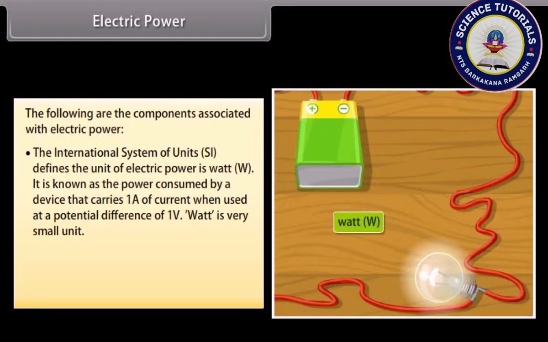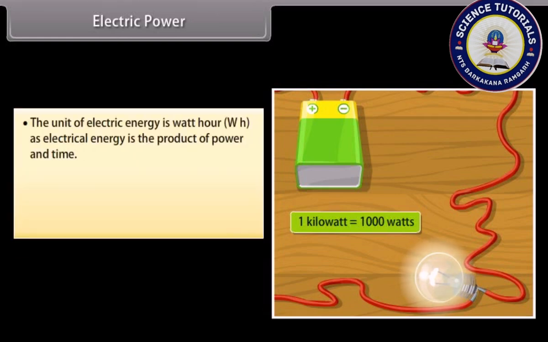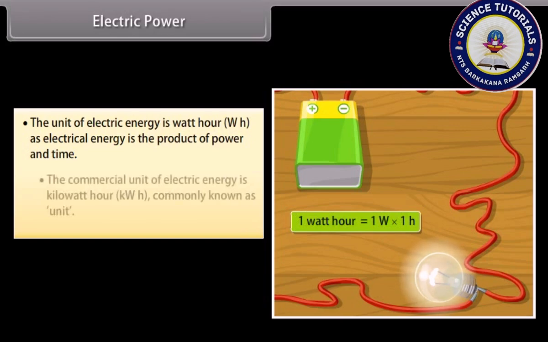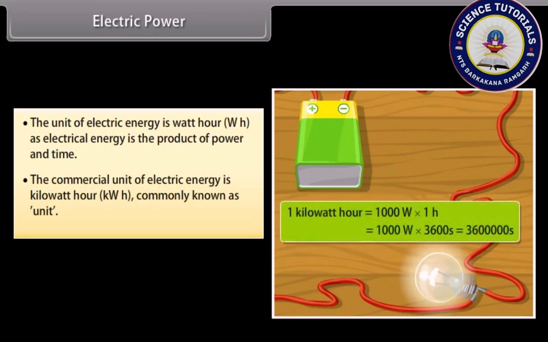Watt is a very small unit. In actual practice, a much larger unit called kilowatt is used. This unit is equal to 1000 watts. The unit of electric energy is watt hour, Wh, as electrical energy is the product of power and time. The commercial unit of electric energy is kilowatt hour, kWh, commonly known as unit.